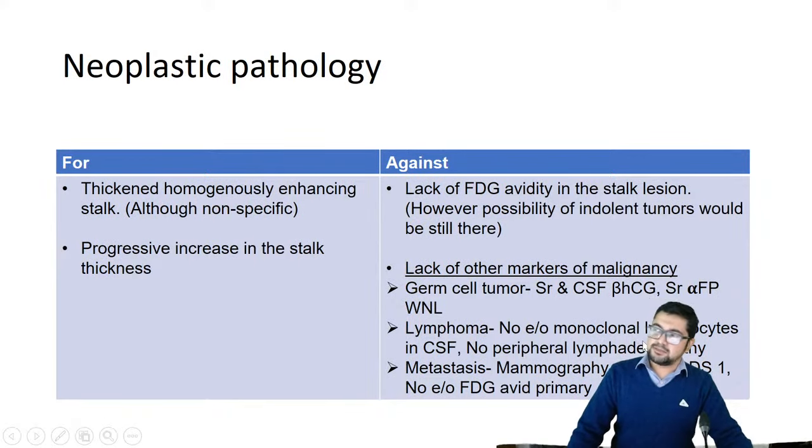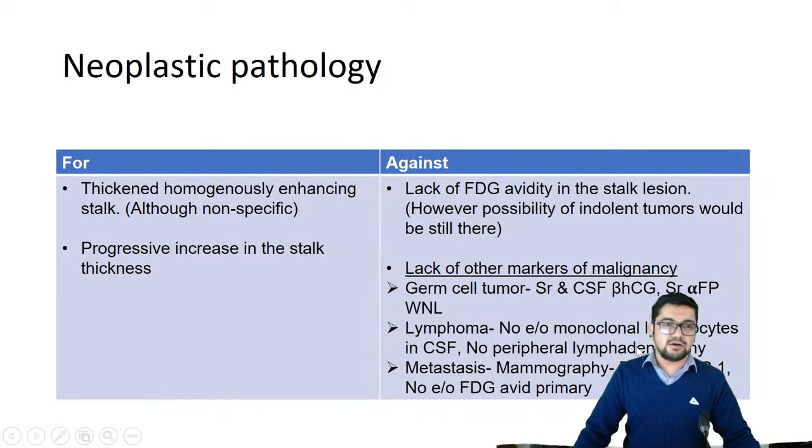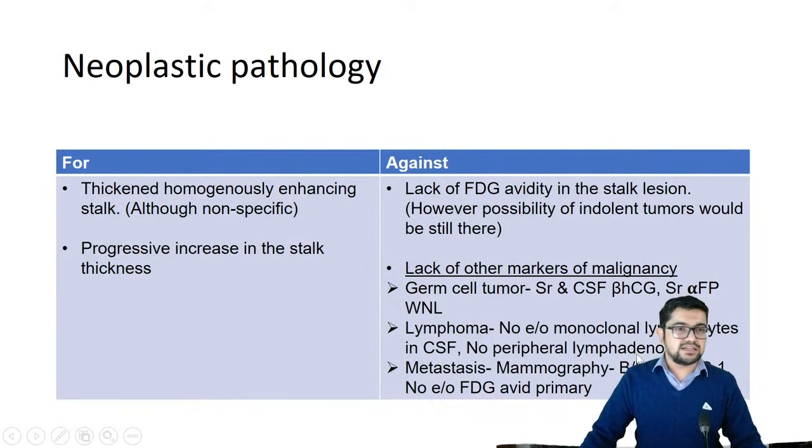Again, the possibility of primary CNS lymphoma involving only the stalk, without leptomeningeal involvement and causing no change in the CSF, could still be a possibility. For metastasis, there was no FDG-avid lesion. The mammography was bilateral BI-RADS 1.